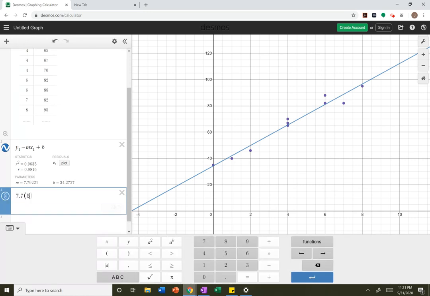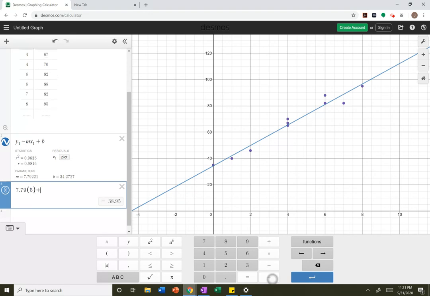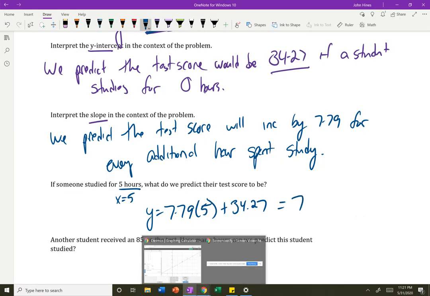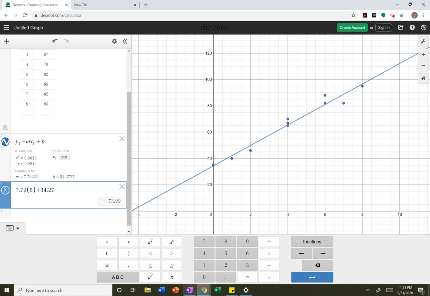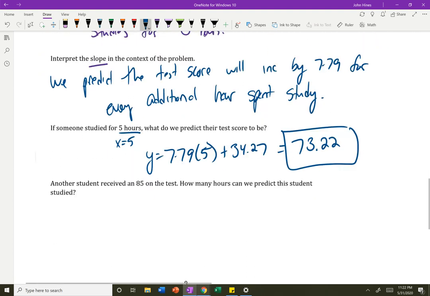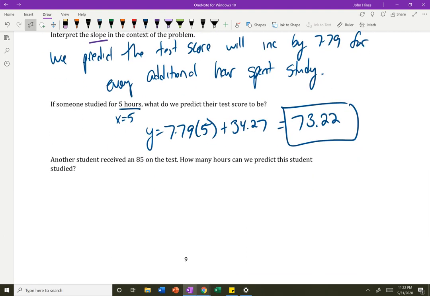7.79 times 5, mx plus b, 34.27. 73.22. We predict their score will be, what do we predict it'll be? 73.22. That's our prediction. It might be higher, it might be lower, maybe it'll be spot on, but that's what we predict it'll be. Another student received an 85 on the test, so wait a minute.